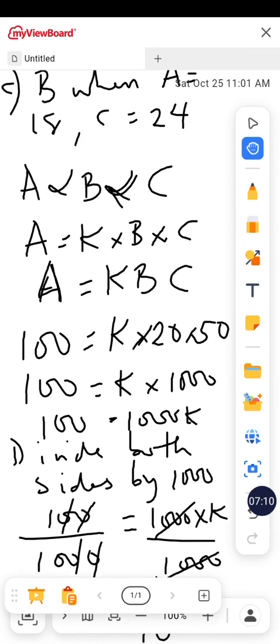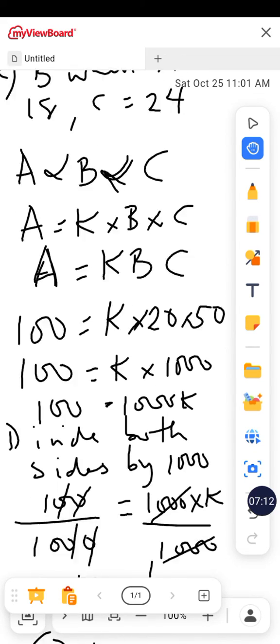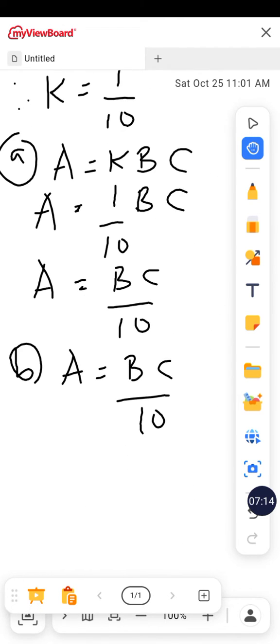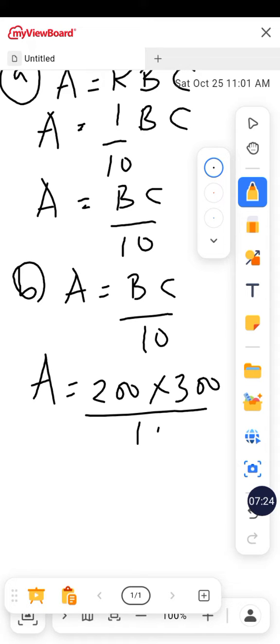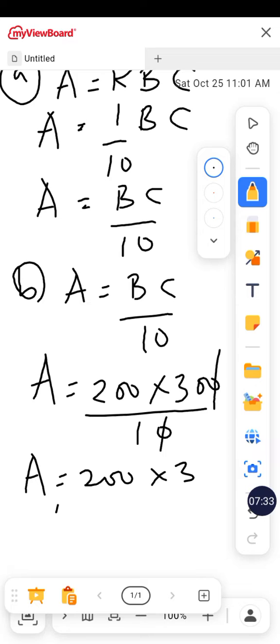So following from here, A equals BC over 10, and the question says find the value of A when B is 200 and C is 300. So A equals 200 times 300 over 10. So we cut where possible, 0 cancels 0. So A equals 200 multiplied by 3. That means the value of A is what? 600. In this case, 600.